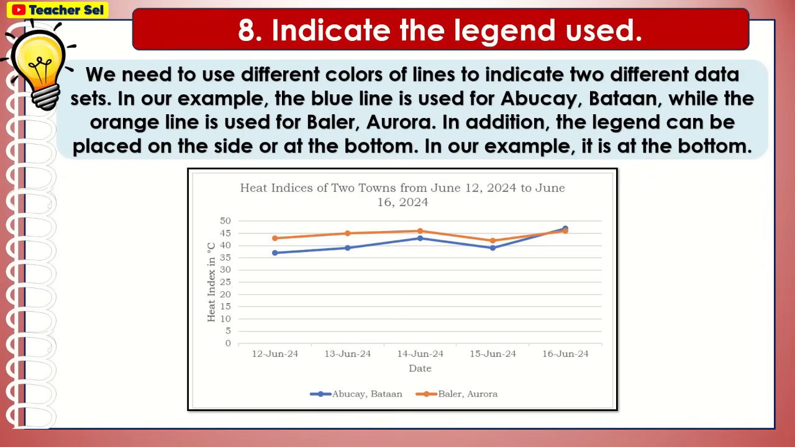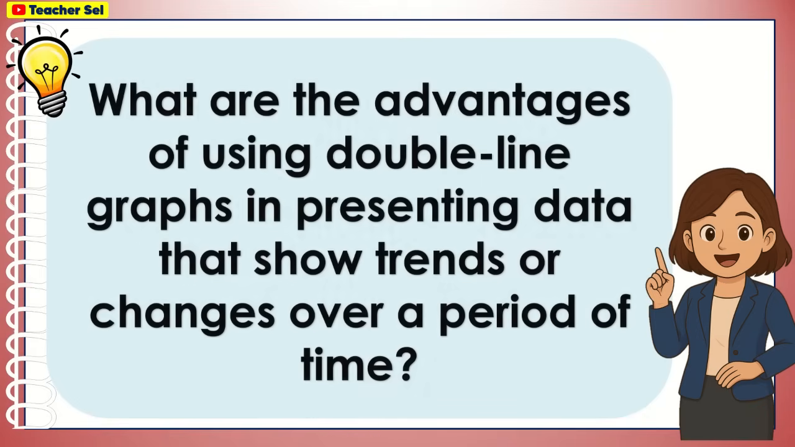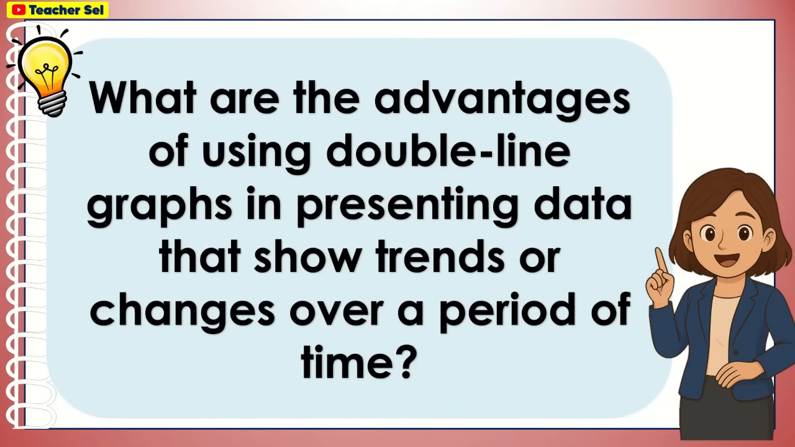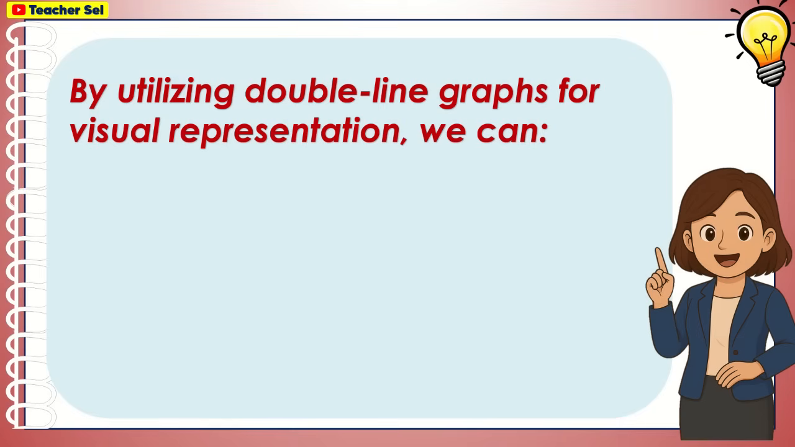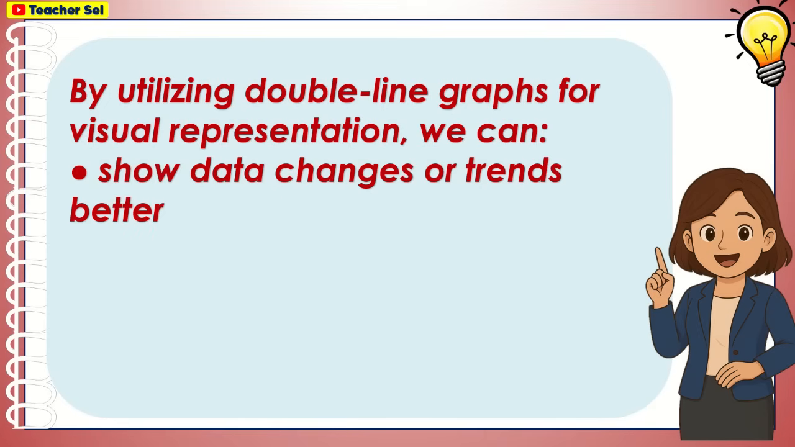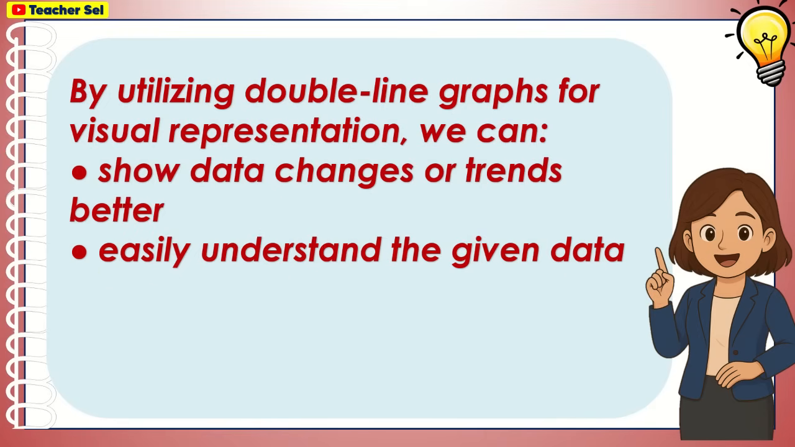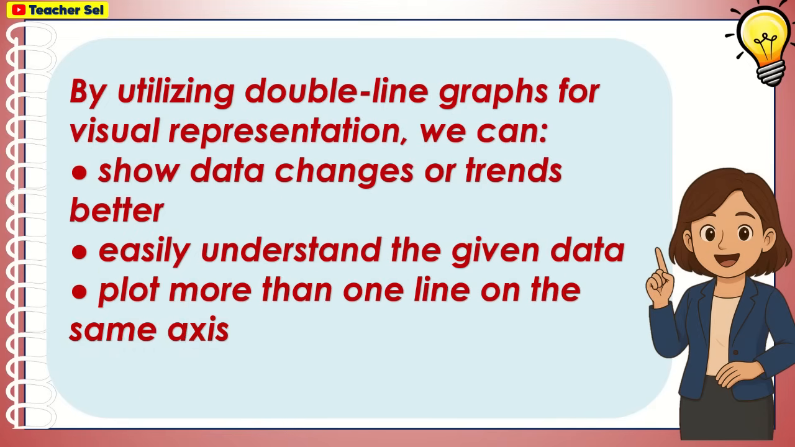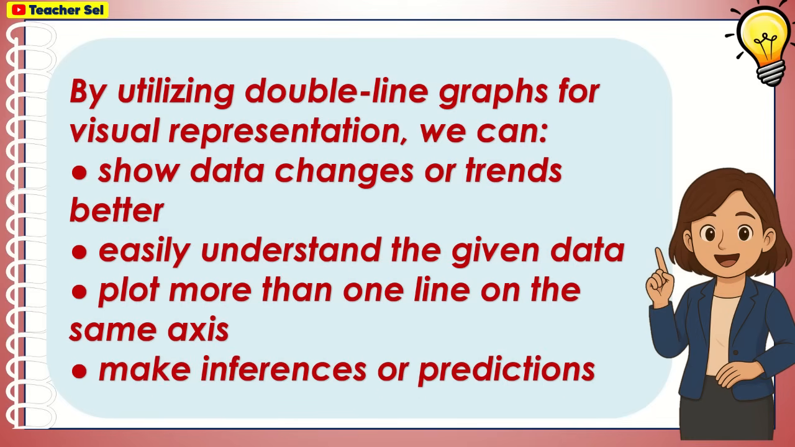In addition, the legend can be placed on the side or at the bottom. In our example, it is at the bottom. What are the advantages of using double-line graphs in presenting data that show trends or changes over a period of time? By utilizing double-line graphs for visual representation, we can show data changes or trends better, easily understand the given data, plot more than one line on the same axis, and make inferences or predictions.